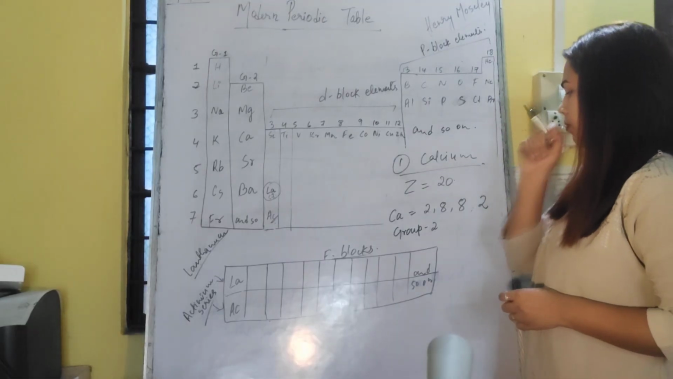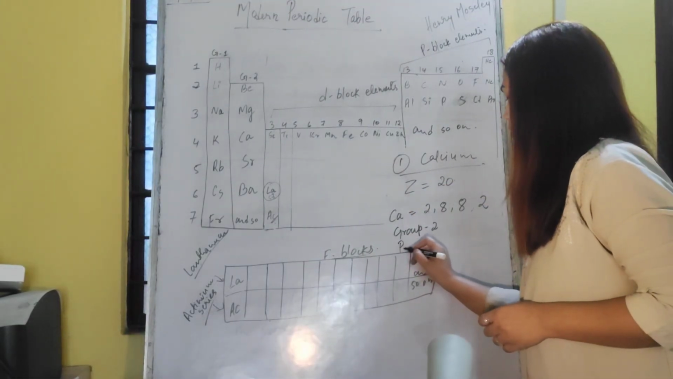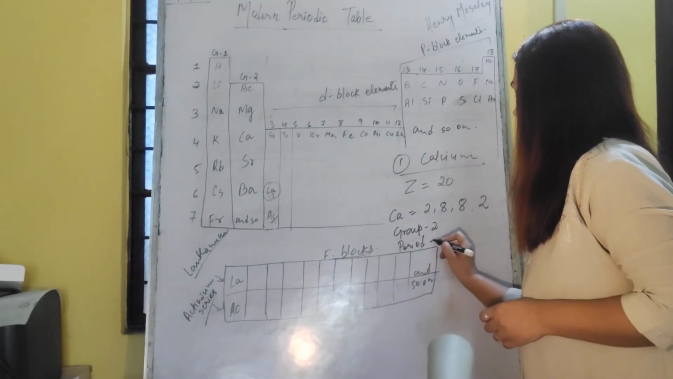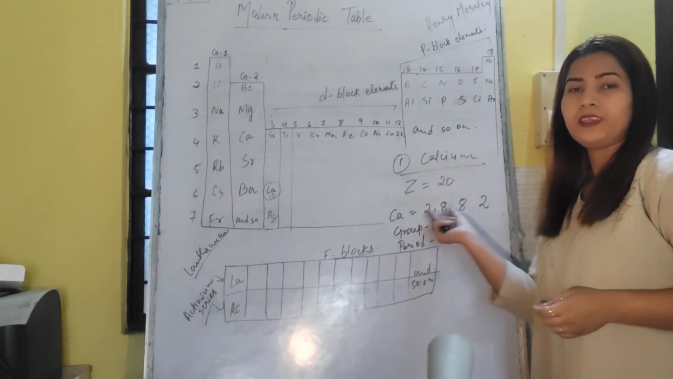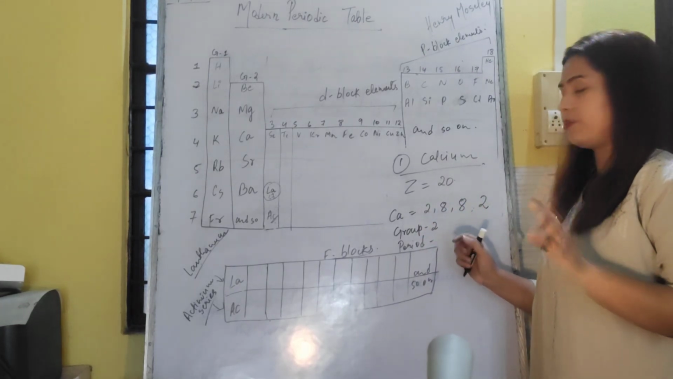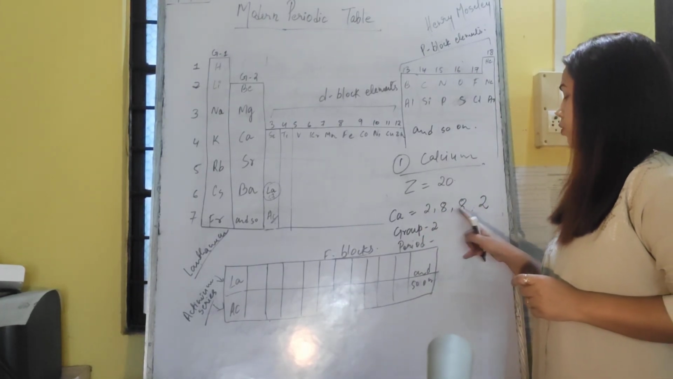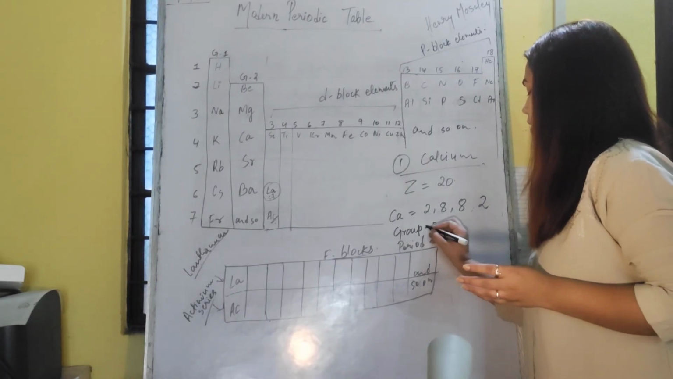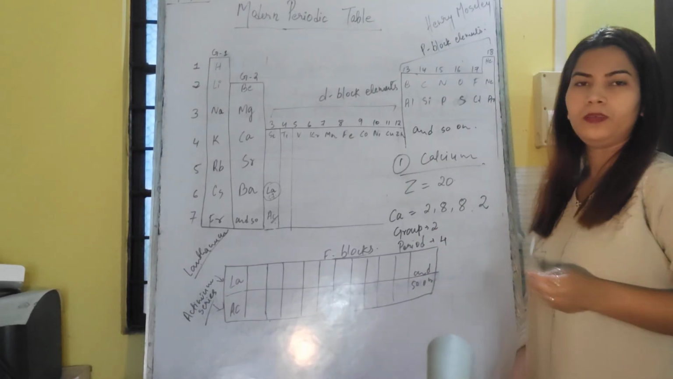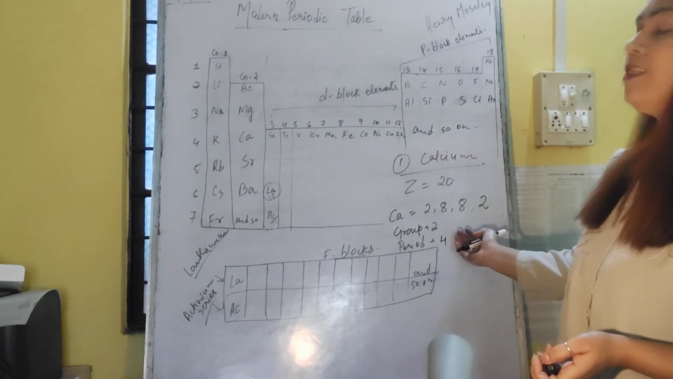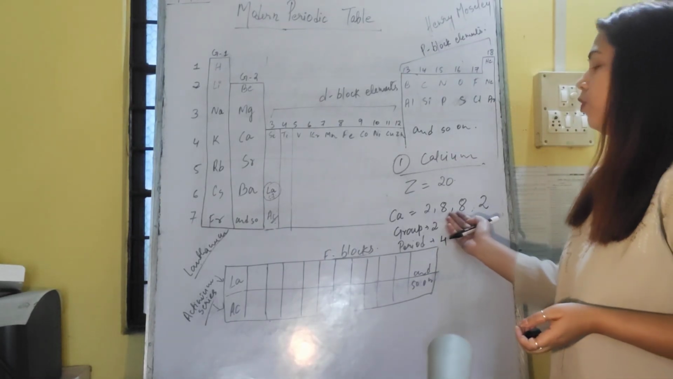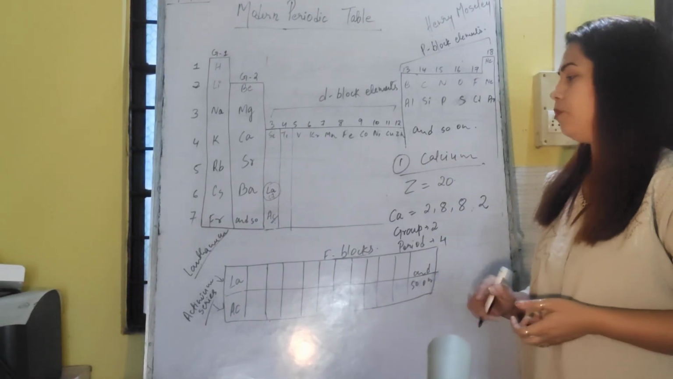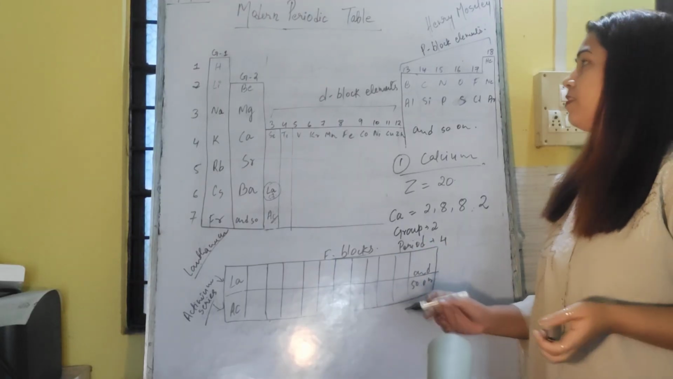Similarly, for periods, how many shells are there? 4 shells are there: 1, 2, 3, 4. So it is present in period 4. In this manner we can find out in which group or in which period any element is present. Let me give you one more example.